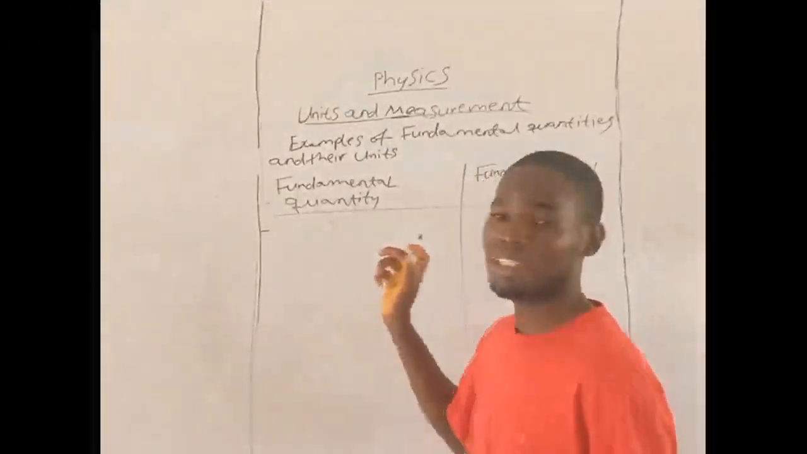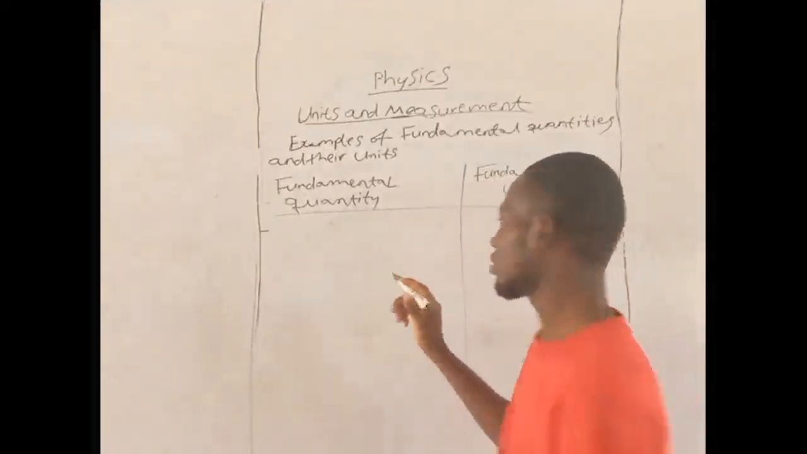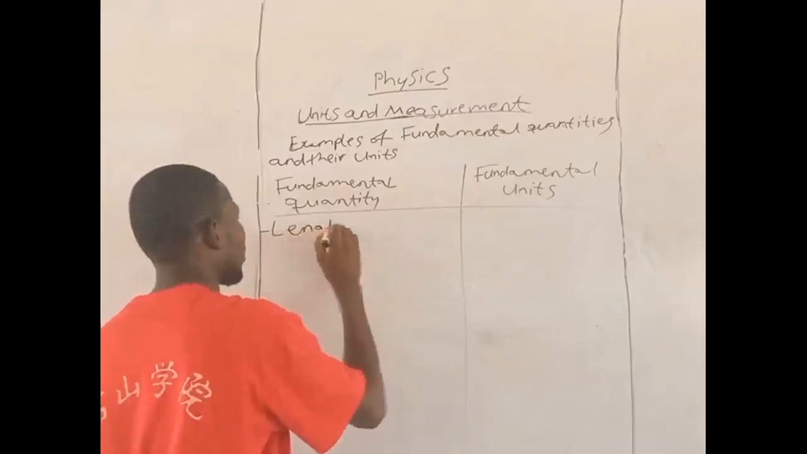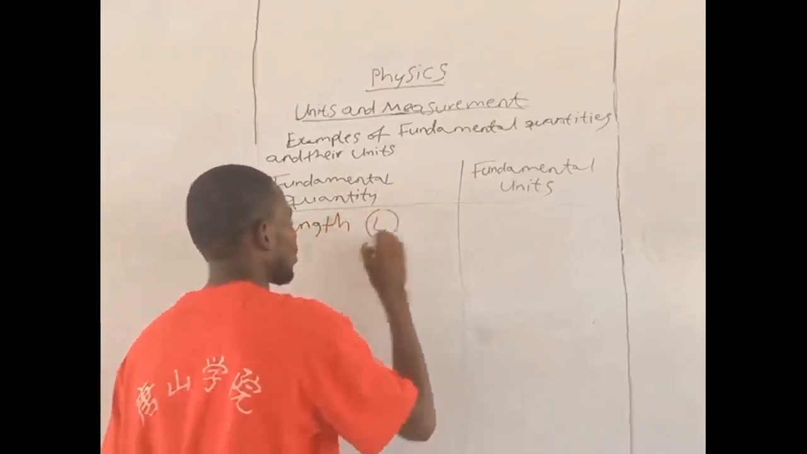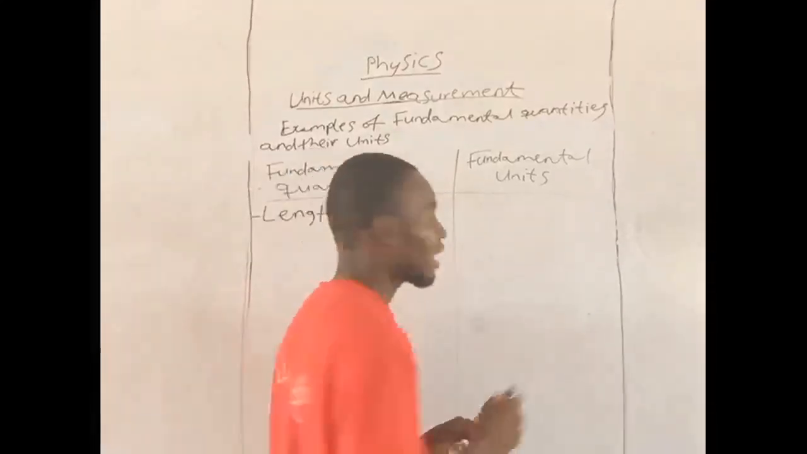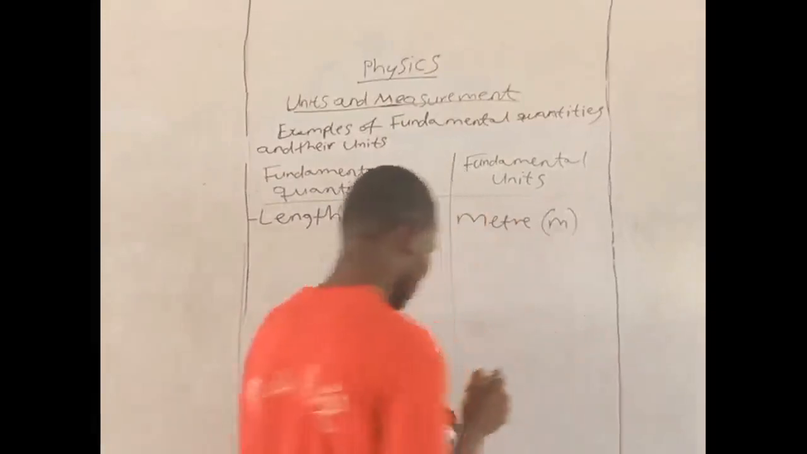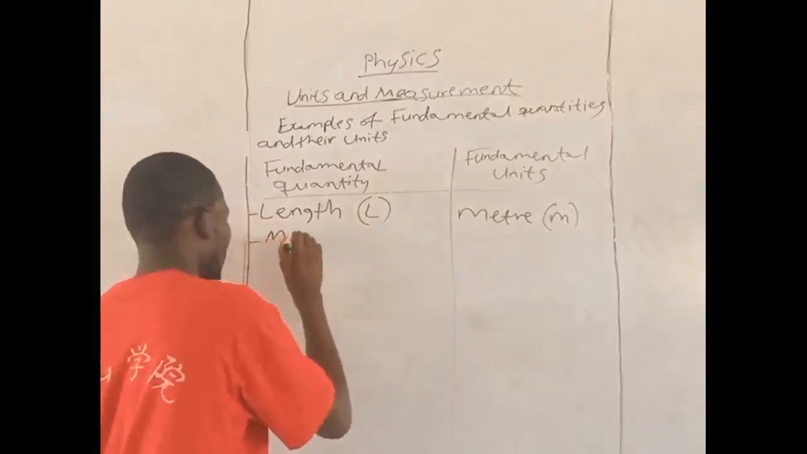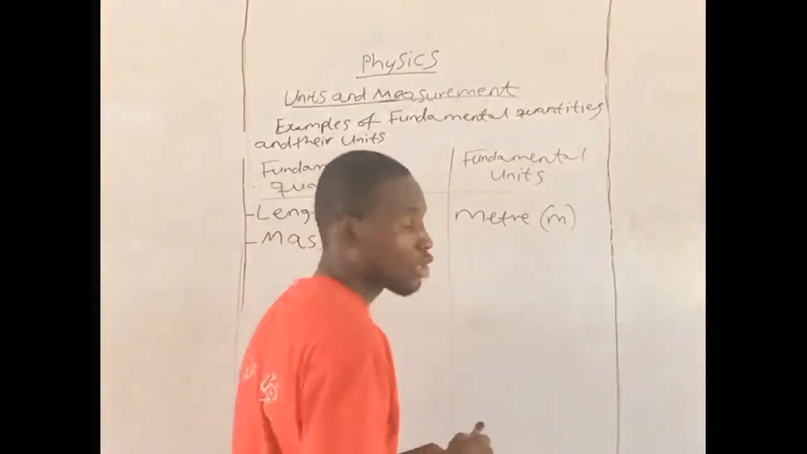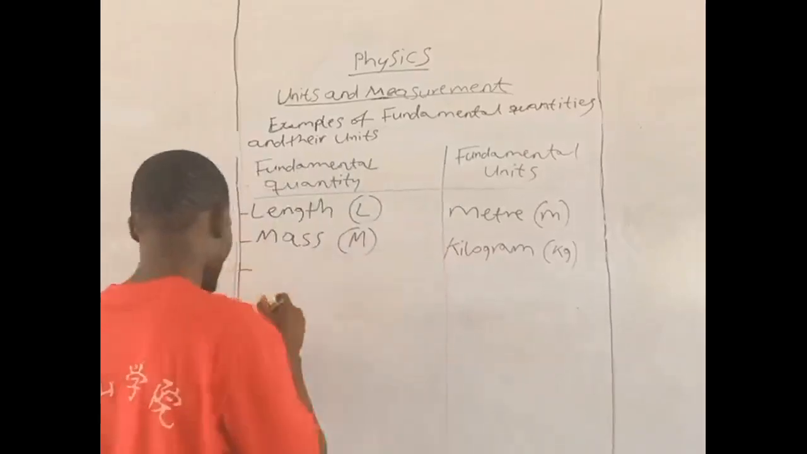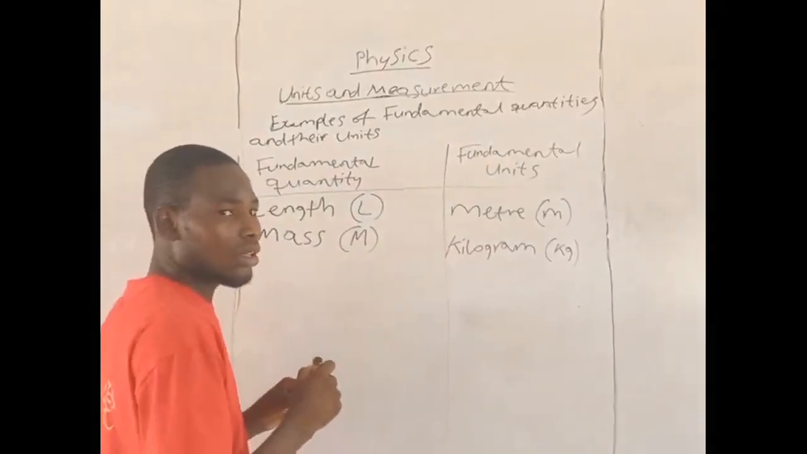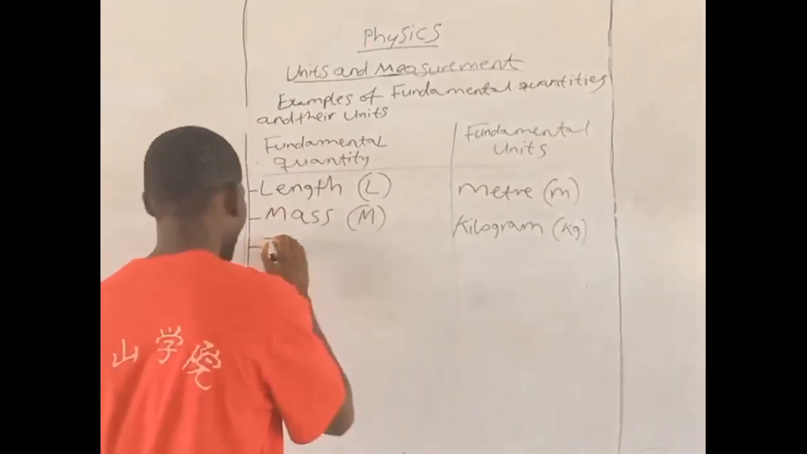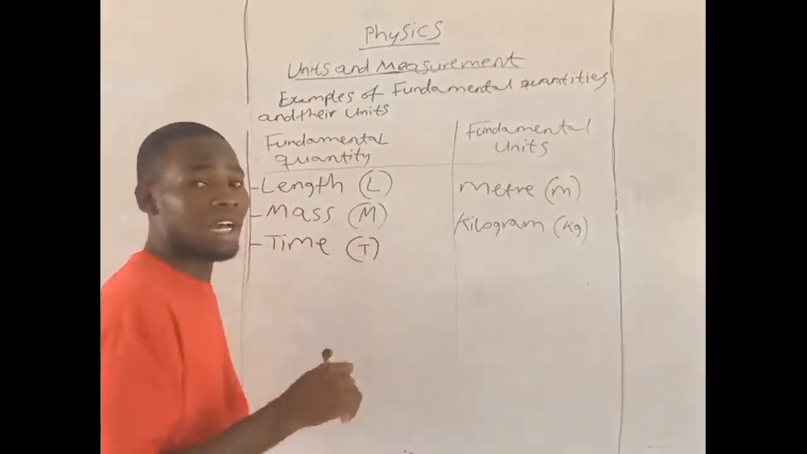Now, examples of the fundamental quantities and their units. Number one, length. And the unit of length is meter. Another is mass. And the unit of mass is kilogram. Another is time, and the unit of time is seconds.